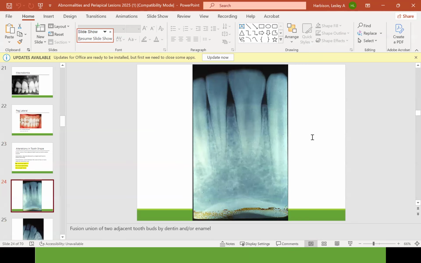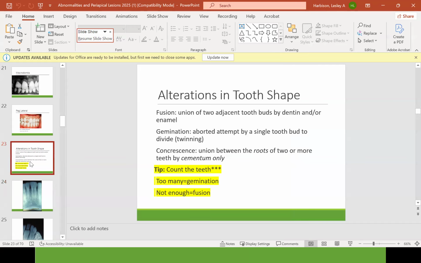So on slide 24, this is an example of where the canine is. We have a canine here, it's the left canine, but it's our right side of the screen. And then the other canine is out of the picture on the patient's right. And so there's only 3 laterals there. So if we go back up to slide 23, if there's not enough teeth, there's only 3 laterals, but one looks really big, then it's fusion.